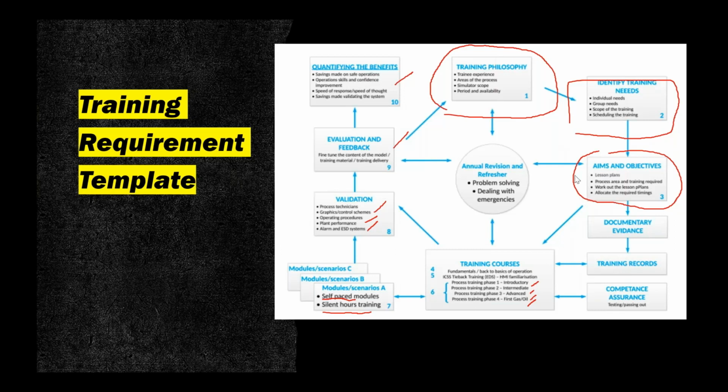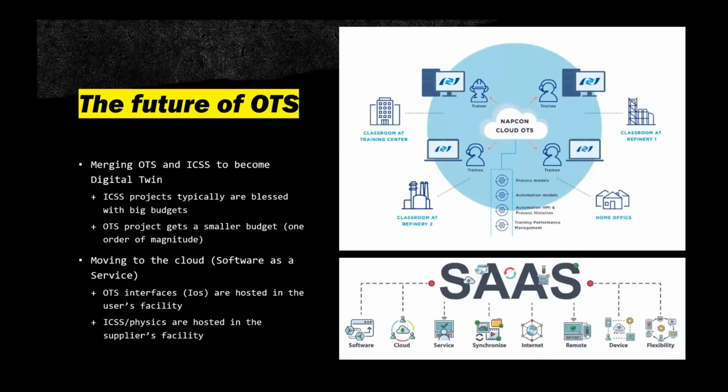All right, so next. Okay, now we are going to the recap of the presentation. So we are almost at the end of the time. So the future of OTS. Traditionally, when big companies like Aveva and also Honeywell do the OTS, they have two packages. Number one is the OTS package. Number two is the ICSS package. And these two packages have different pricings.